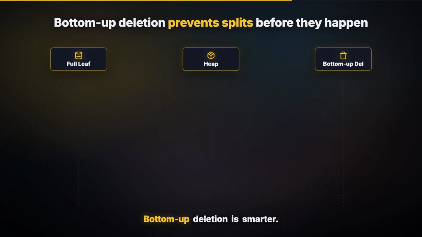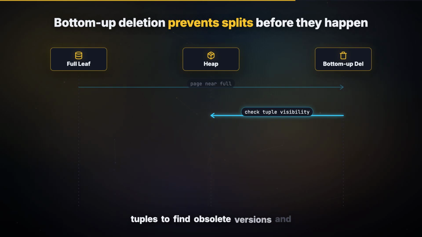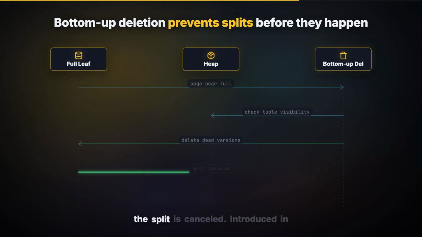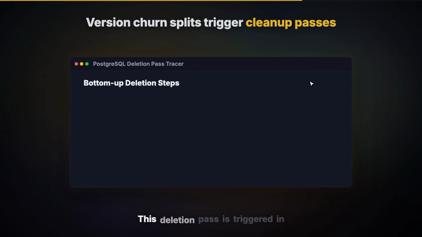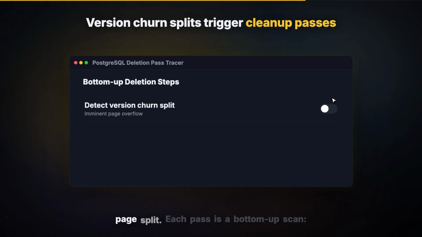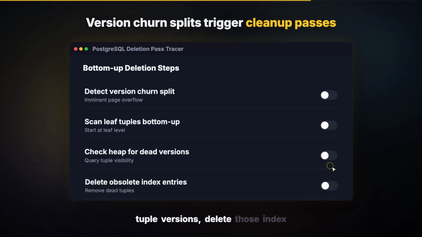Bottom-up deletion is smarter. Before a page split, Postgres scans leaf tuples to find obsolete versions and deletes them in one pass. If enough space opens up, the split is canceled, introduced in version 14. This deletion pass is triggered in reaction to an anticipated version churn page split. Each pass is a bottom-up scan. Start at the leaf, check the heap for dead tuple versions, delete those index entries, and if the page now has room, abort the split.